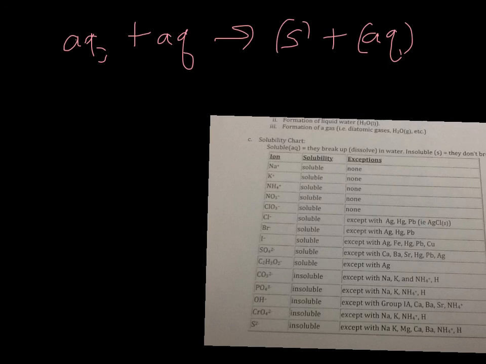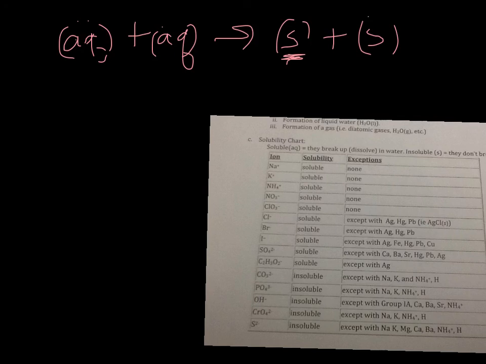I'm going to recap what conditions you need to have a double replacement actually occur. So on the left-hand side, you need something that's aqueous plus something that's aqueous, and then on the right-hand side, you need at least one solid and one aqueous, and they don't have to be in that order. It could be aqueous then solid, but you have to have at least one solid on the right-hand side. You could also have two solids on the right-hand side, and the reaction will happen.